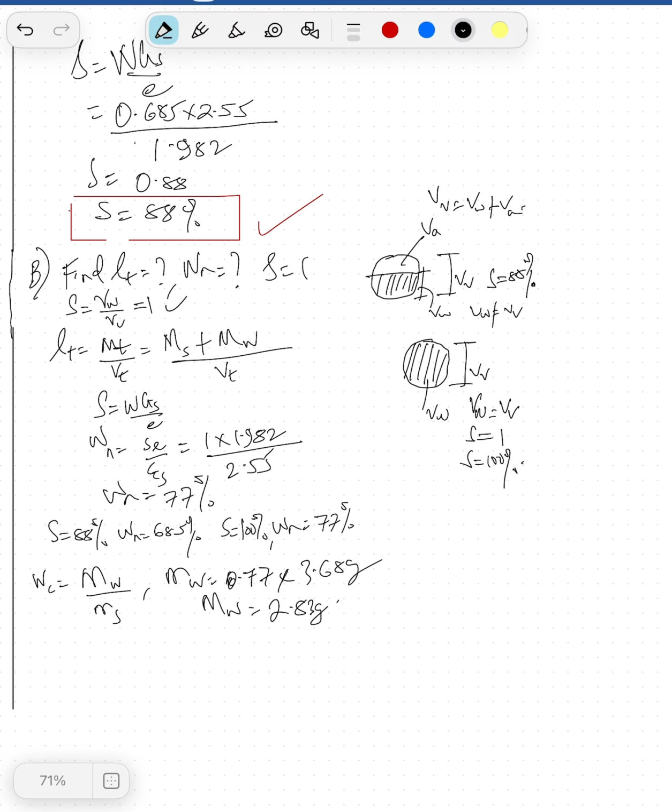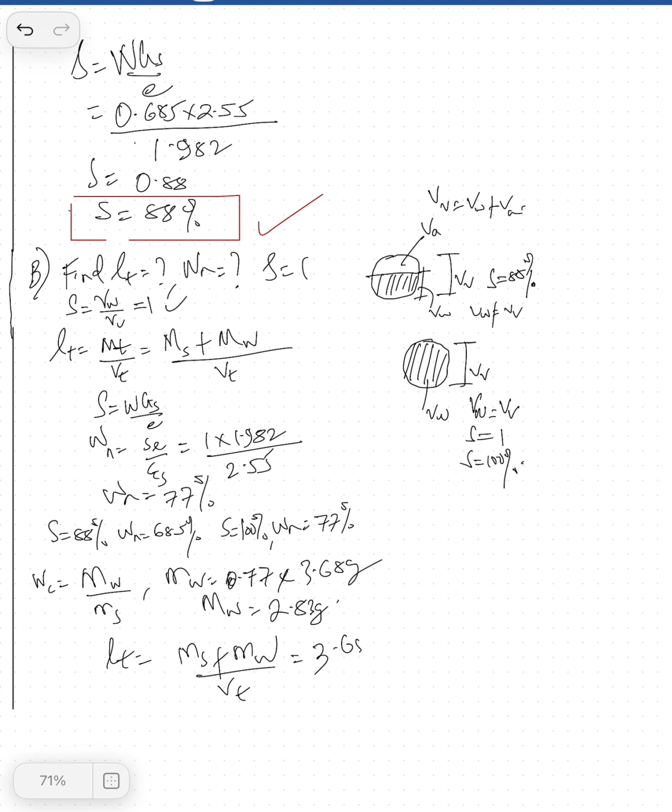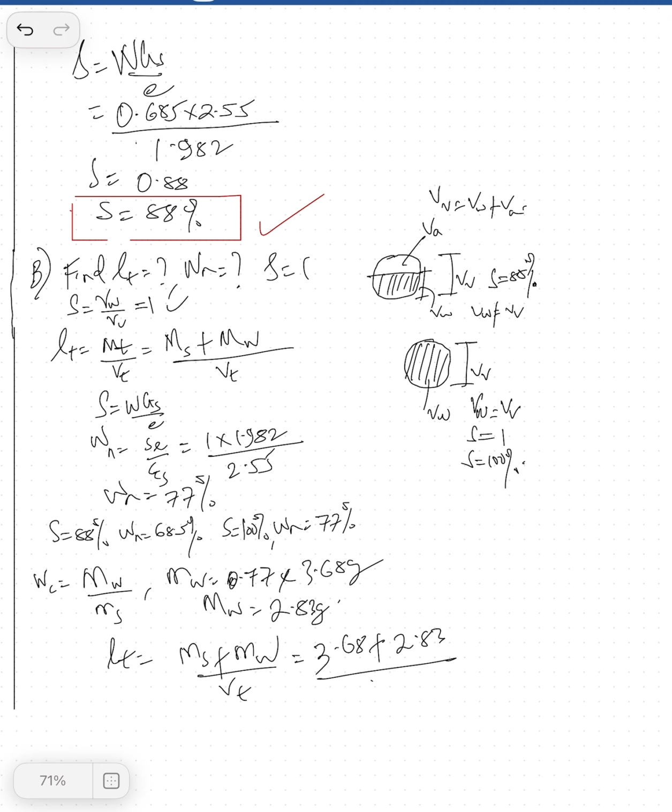So we know the mass of water. So we can now go ahead to say total density equals mass of solid plus mass of water over total volume, which equals mass of solid, 3.68, plus mass of water, 2.83, over total volume. We already know our total volume to be 4.3 cm cube. So if you do the math, it's going to be 1.52 gram per cm cube. So that is our new total density due to the increase in water.